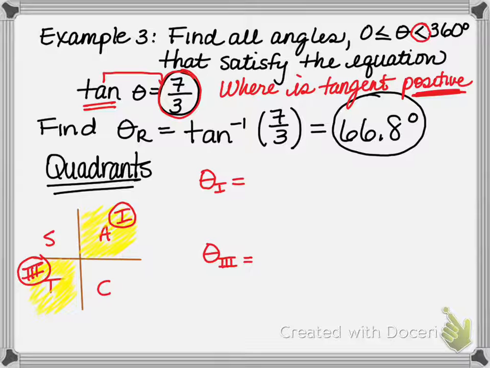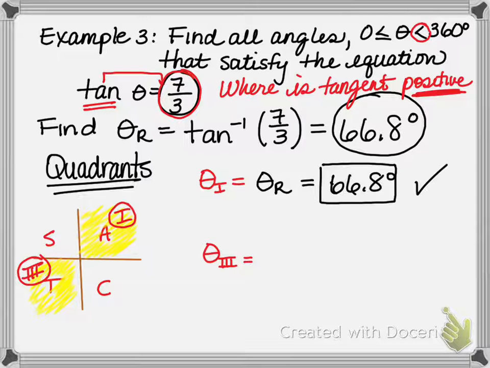For quadrant 1, we said that the formula required us to find theta R. Quadrant 1, there was only theta R. So theta 1 is going to be theta R, and theta R is just what we found, 66.8 degrees. That's my first solution in angles, and it does fall between 0 and 360, so I'm good.